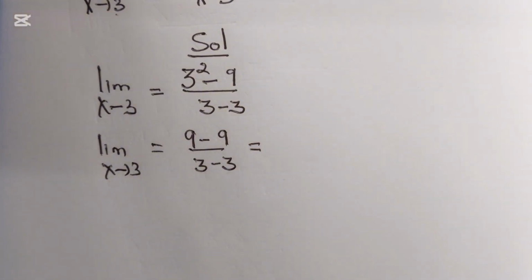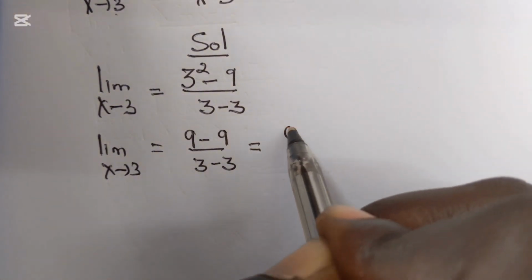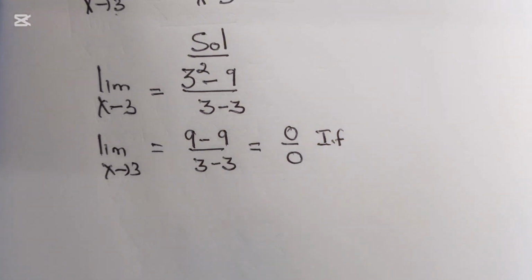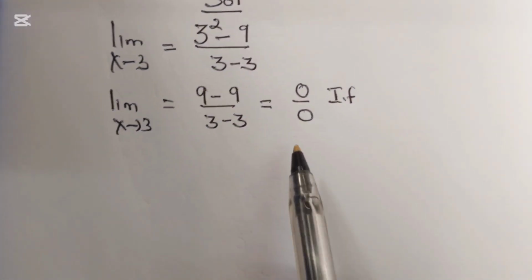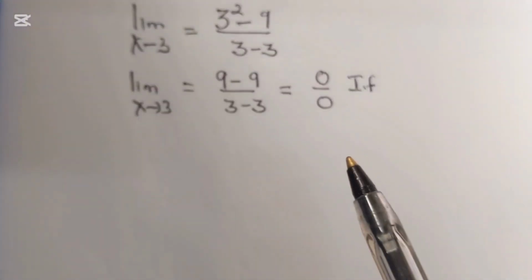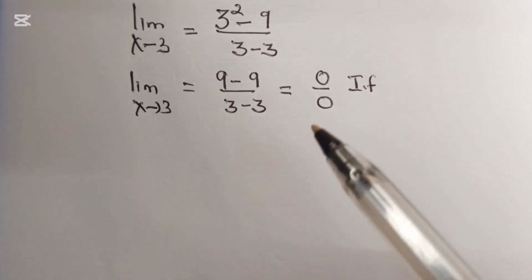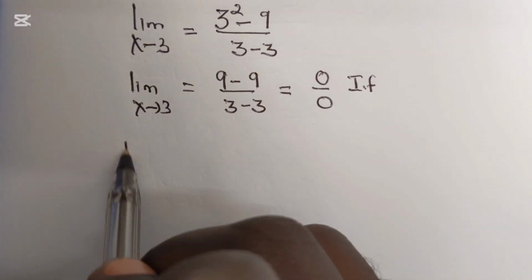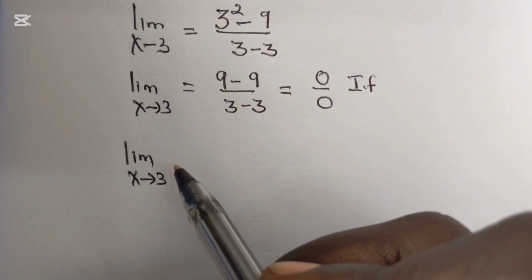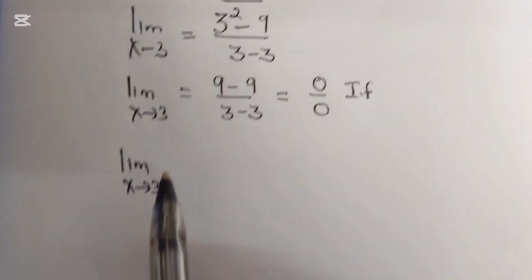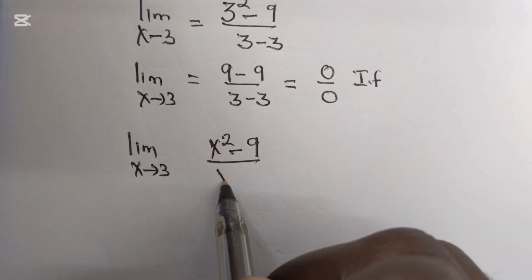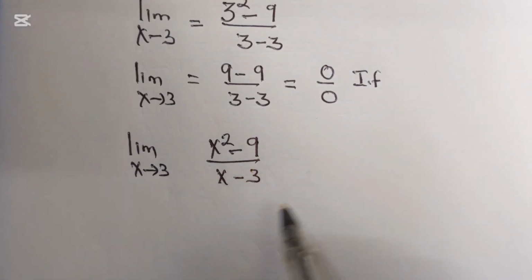This is equal to 0 over 0, which means this is an indeterminate form or indeterminate case. So if you get an indeterminate form or indeterminate case, you come back to the form you have been given, which is limit x approaching 3 of the function x squared minus 9 over x minus 3.